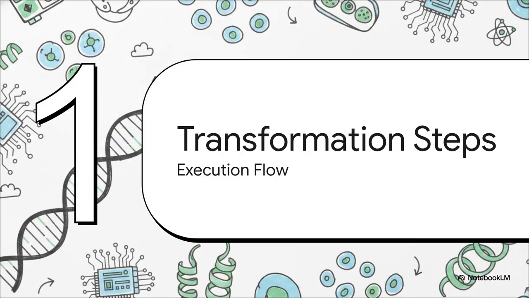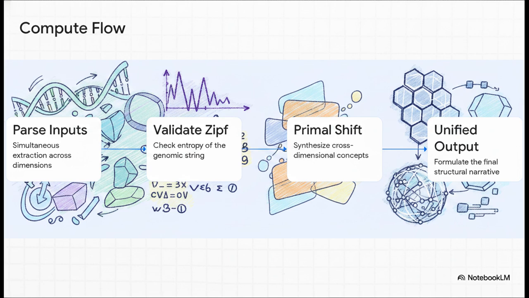Which leads us nicely to Section 5, the polymorphic transformation steps and execution flow. Inside the compute method, the code executes 4 very distinct logical steps. First, it pulls those biological inputs across the distinct dimensions simultaneously using rapid GET requests. Second, it runs a Zipfian syntax validation check, estimating the entropy of that genomic nucleotide string we just fed it. Third, it synthesizes cross-dimensional concepts, which the code actually calls the polymorphic shift. And finally, it formulates the unified structural output.